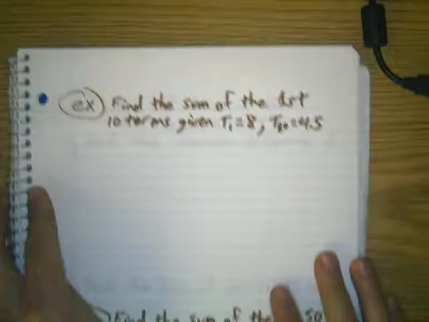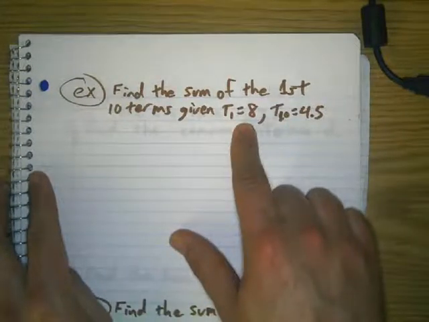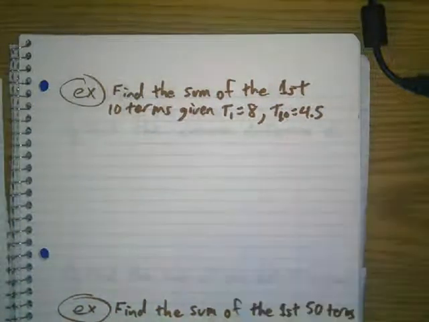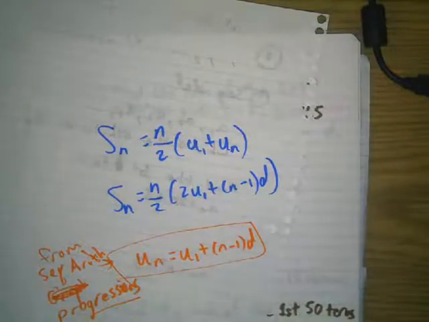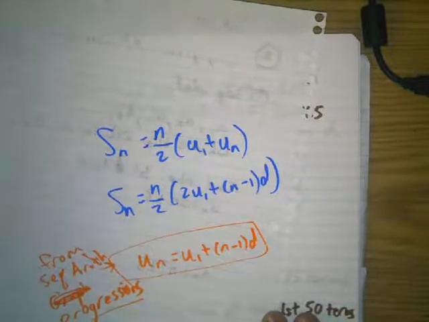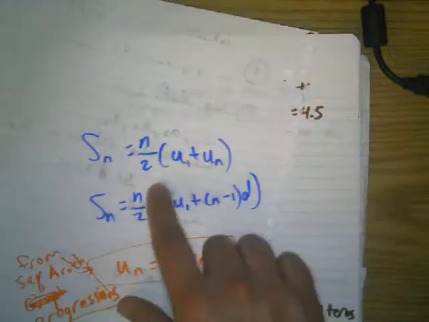All right, find the sum of the first 10 terms, given the first term is 8 and the last term is 4.5. So when we look at our formulas again, now on the IB test you're going to have all these formulas on a sheet, and you need to be really comfortable with the location and what formulas you're going to use. So since I know the first term and the last one, I'm going to use this formula here.